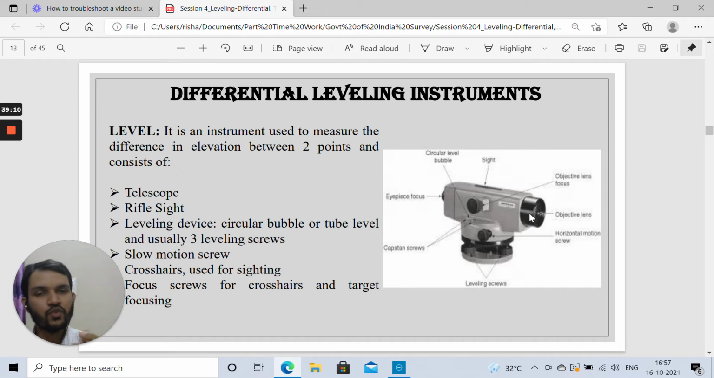Because if you will be opening the screws and try to balance it against that where I can sight the instrument, then its adjustment may go wrong. So for small adjustment, this horizontal motion screw can be used. Okay, and at the top it has got a sight, rifle sight.